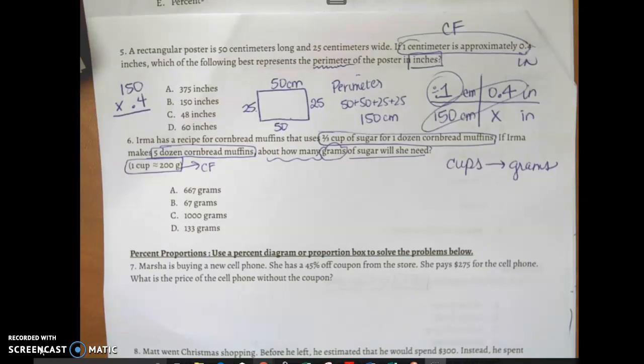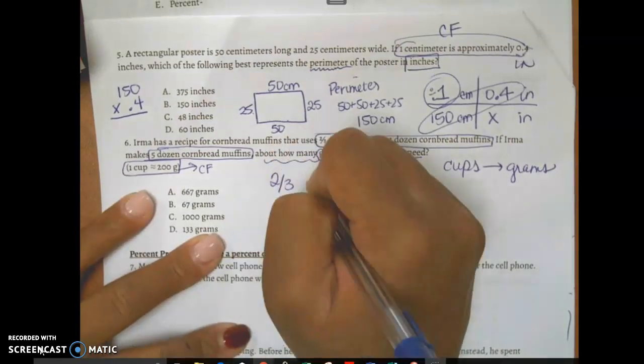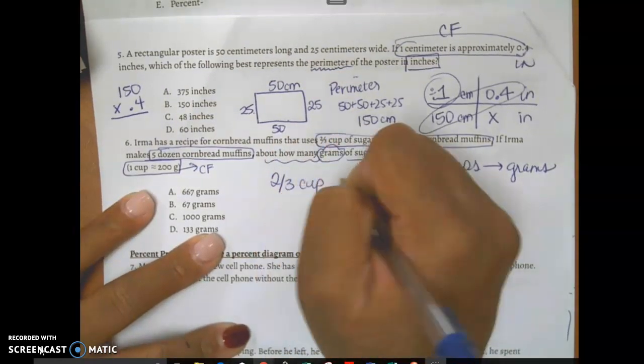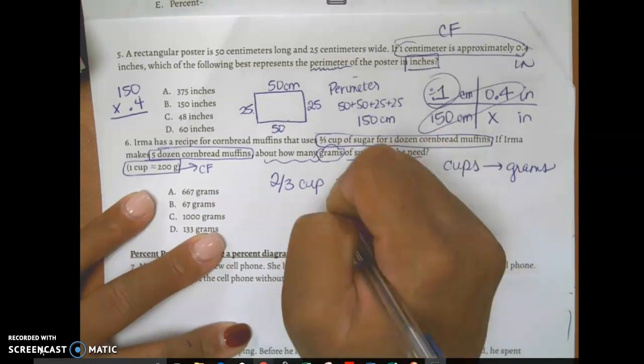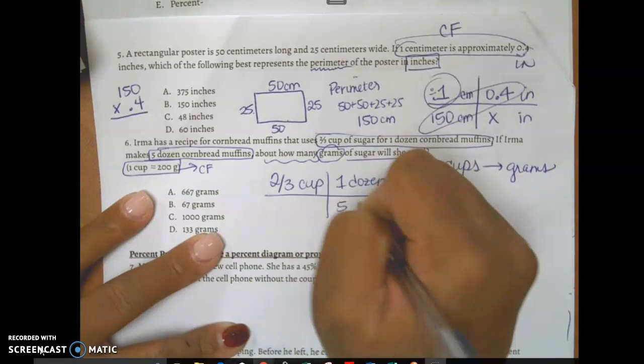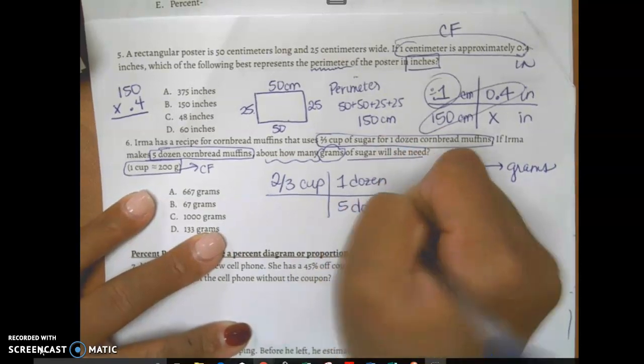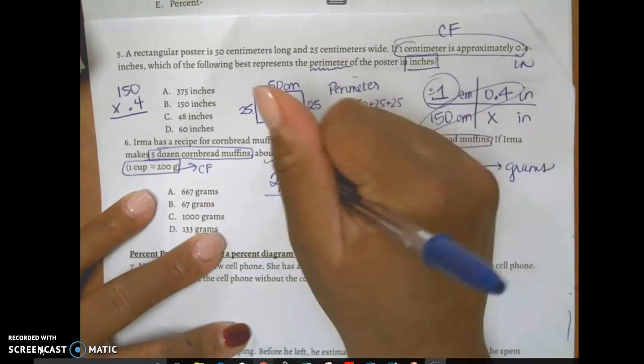So, what do I know about a dozen of the muffins, though? How much sugar do I need? I need 2/3 cup for 1 dozen. So, how much do I need for 5 dozen? We don't know. That's X.